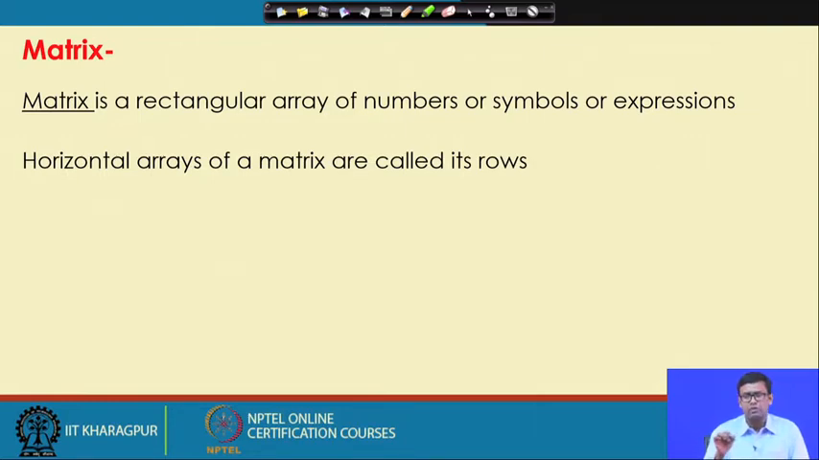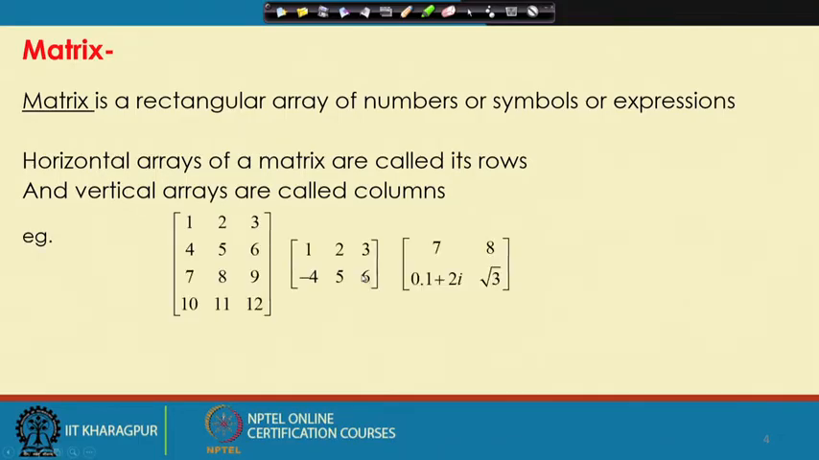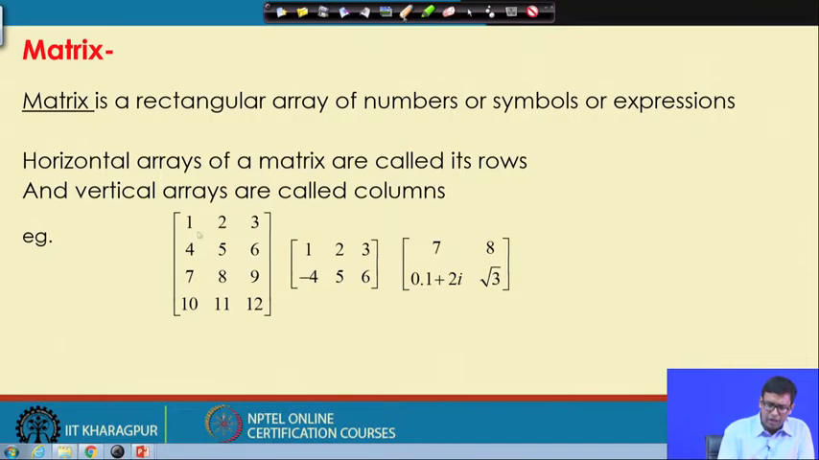It is a rectangular array. So, it should have something in a horizontal direction as well as something in a vertical direction. The horizontal arrays within a matrix are called its rows, and the vertical arrays are called its columns. If we look at a few example matrices, there are three matrices shown here, and each entry or element of the matrix can be an integer, an irrational number, any real number, or a complex number. Also, there are cases where these entries are logical entries, or we can have Boolean matrices.